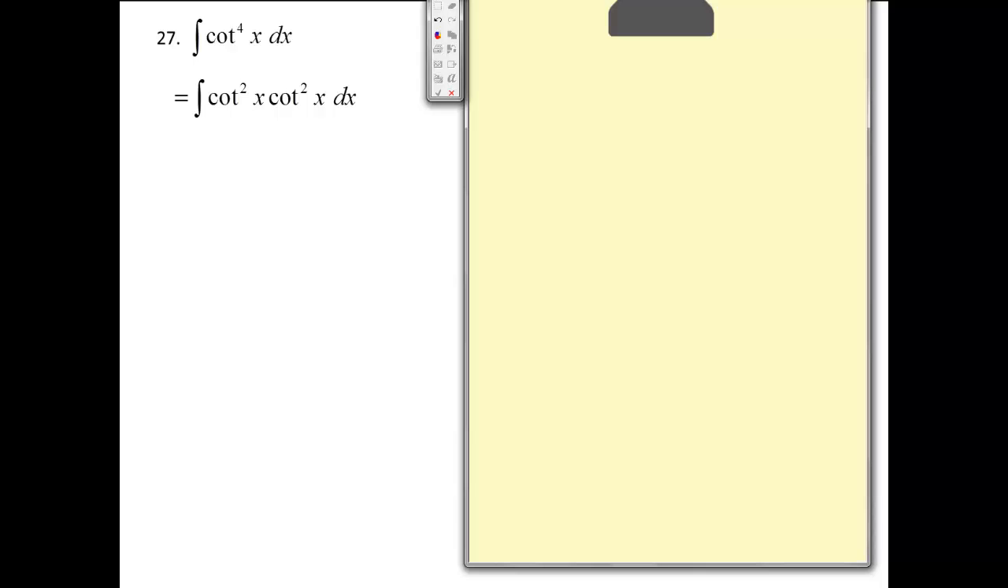The main identity that I'm going to review right now is that 1 plus cotangent squared x is equal to cosecant squared x, or cotangent squared x is equal to cosecant squared x minus 1. Now I'm going to use this identity. For one of the cotangent squareds, I'm going to substitute cosecant squared x minus 1. It doesn't matter which one.